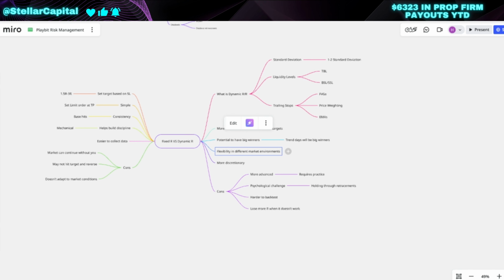So it's a lot easier with a fixed risk reward versus your dynamic risk reward sometimes, especially with newer people when they're first learning. They don't fully know fair value gaps. They're a little bit more emotional. They don't fully know liquidity levels that you might go to. So that's where you get a little bit better with the fixed risk reward.